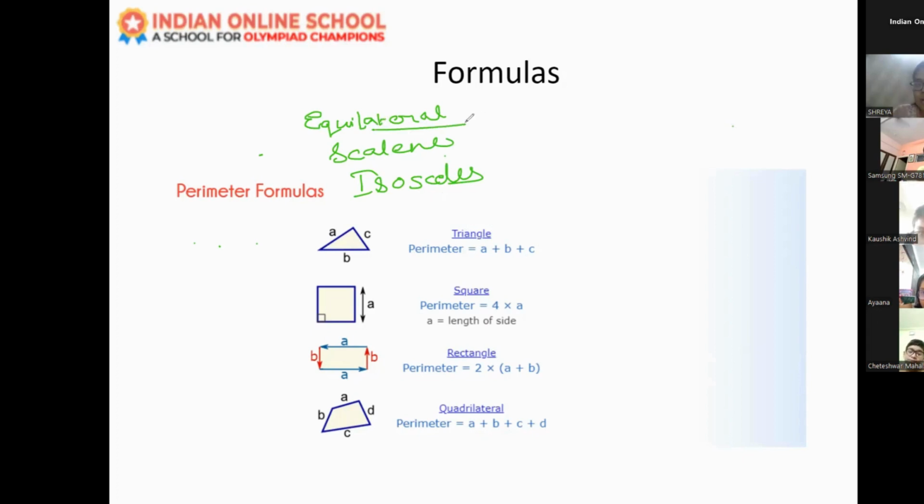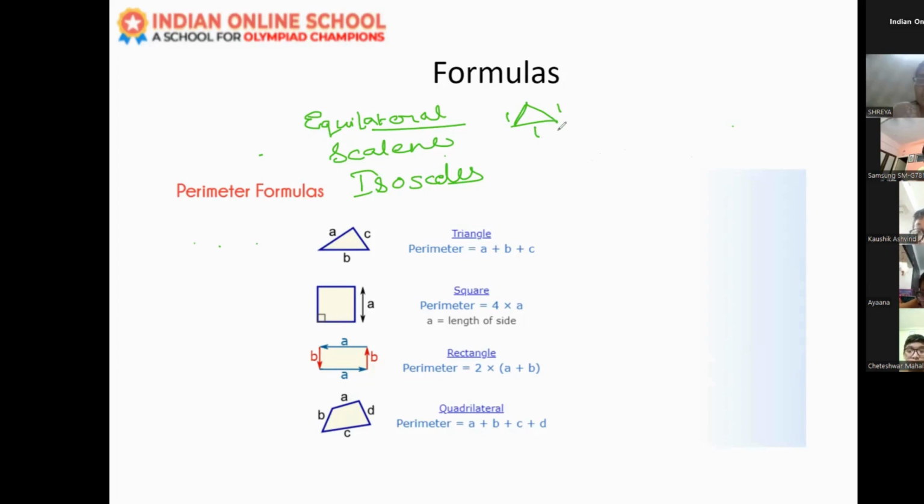So an equilateral triangle has all sides the same. For example, if this measures 1 centimeter, this would also be 1, this is also 1. So all measuring equal, that's called an equilateral triangle, okay, students? Can I tell what scalene is? 1 minute, we'll go there.